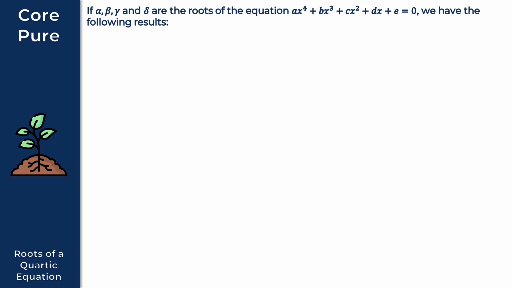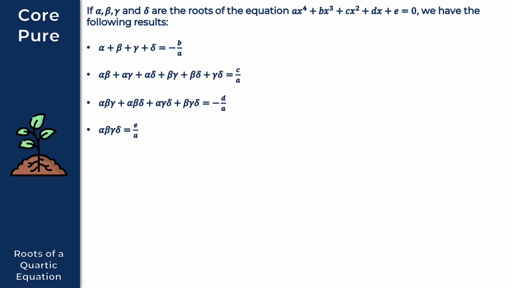To summarize then, if alpha, beta, gamma, and delta are the roots of the following quartic equation, then we have the following results. We have four results. For my first result, alpha plus beta plus gamma plus delta is equal to minus b over a. For my second result, alpha beta plus alpha gamma plus alpha delta plus beta gamma plus beta delta plus gamma delta is equal to c over a.